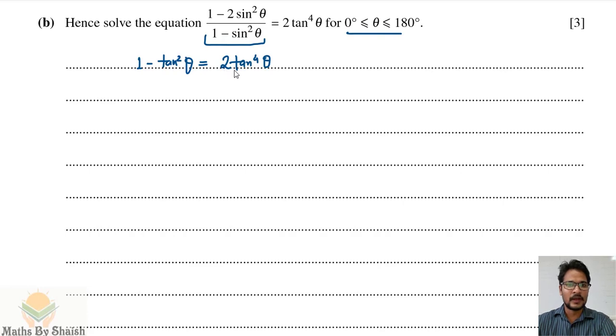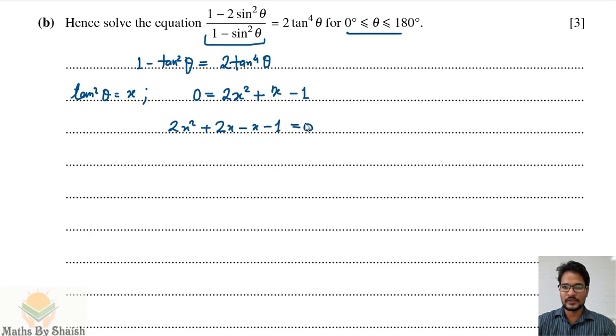Now we can see it's a biquadratic or quartic equation, so we can take tan square theta as, let's say, x. We will transfer this to the right hand side, and we get 0 equals 2x square plus x minus 1, because we have taken tan square theta as x, so tan power 4 theta becomes x square. And now we will factorize it. We can see it is 2 into 1 2, so we can write it as 2x square plus 2x minus x minus 1 equals 0.